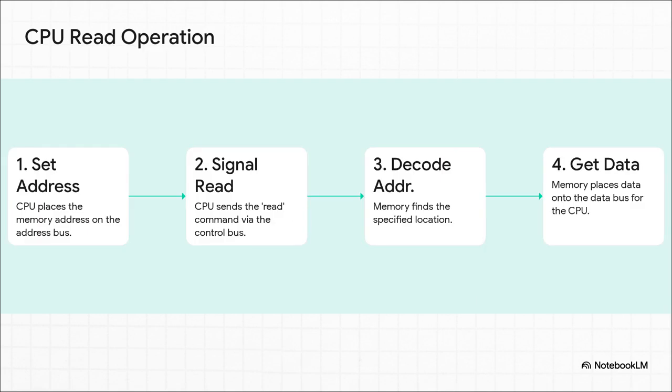And the read operation is just as methodical. The CPU places the address it wants data from on the address bus. Then it sends a read signal. The memory chip finds that spot, puts the data it finds there onto the data bus, and the CPU can just grab it. And this simple little process, it happens billions of times, every single second.